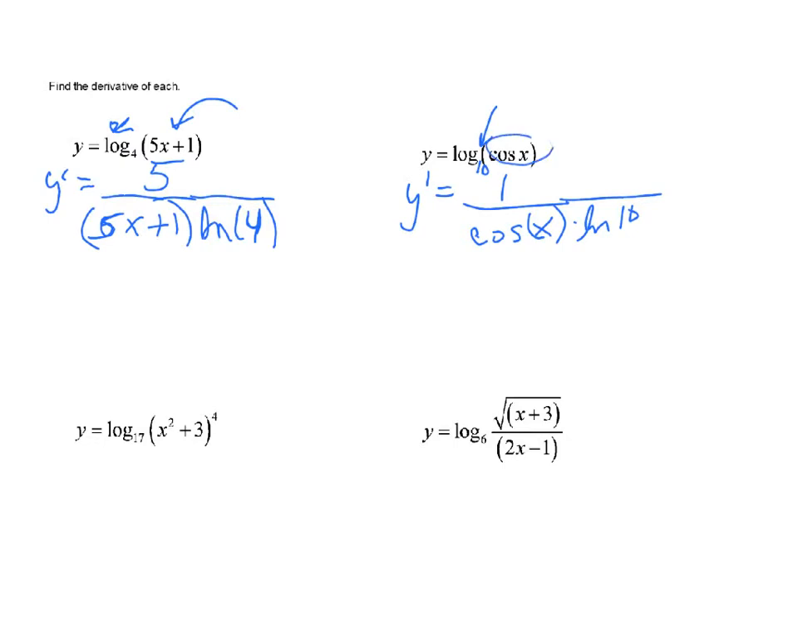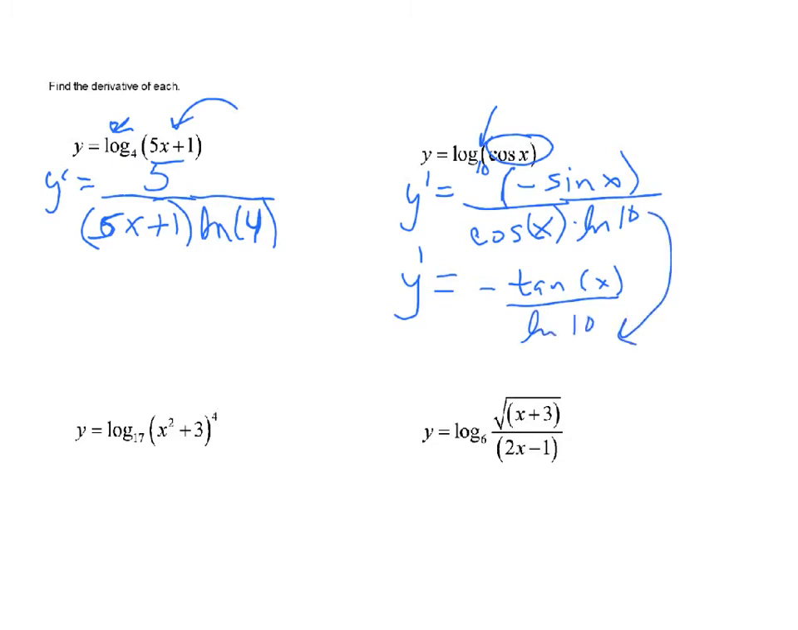Now you have to go inside and take the derivative inside, so I just cheat and write it right up on top. The derivative of cosine is negative sine, and you're done. But there is one thing. This right here, sine over cosine, as soon as you see that, I hope you're going, ooh, warning, warning, warning, that is tangent. So you're going negative tangent of x, and you divide that by ln 10, okay?